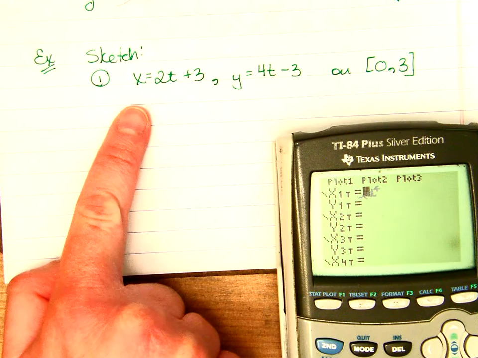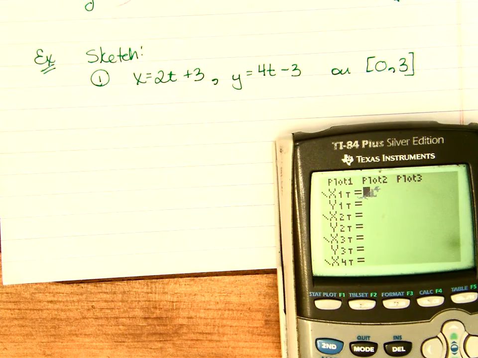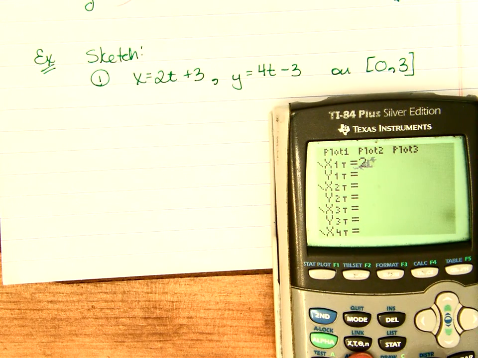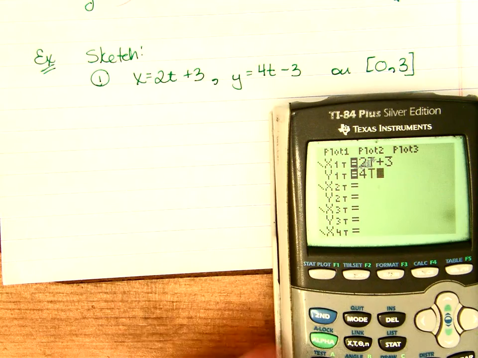In the x equals, I'm going to type in 2t plus 3. If you use your X, T, theta, n button, because we're in parametric mode, it's going to give you a t, which is exactly what we want. As for the y one, I'm going to say 4t minus 3. Again, just use your X, T, theta, n button. You're going to get a t out of that.